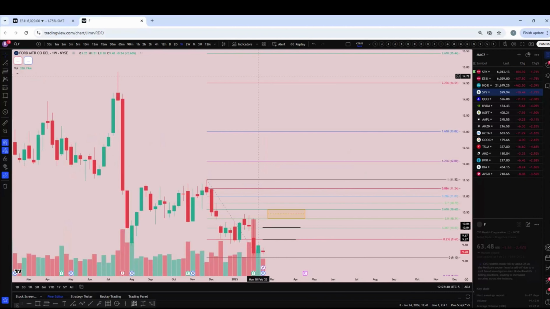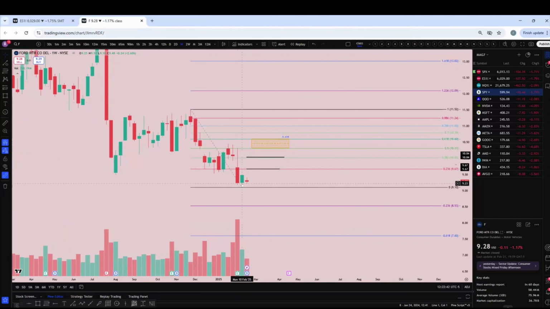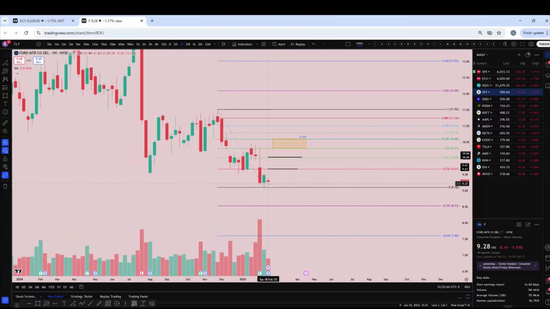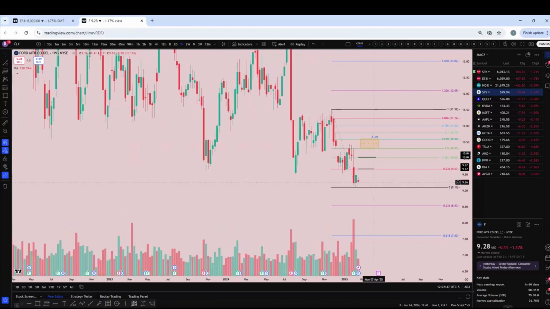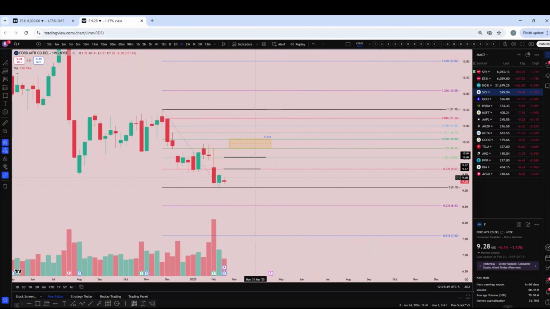Right. Then our next one for this is for small accounts, right? So for small accounts, we got our inside print. We wick below. We're at a low. So my first PT would be 9.67, second one 10.04, and then we start making our way into the 0.5 area of this drop down here.